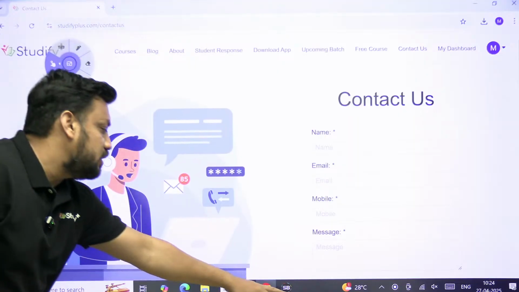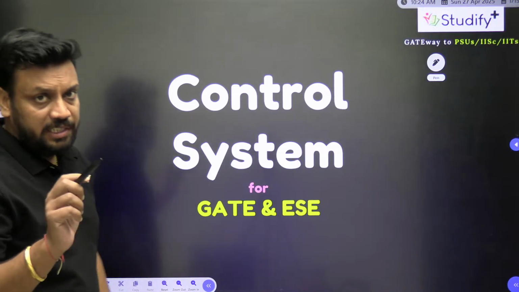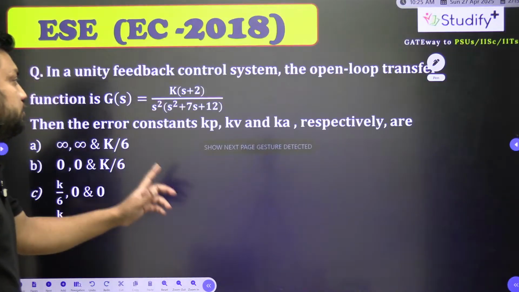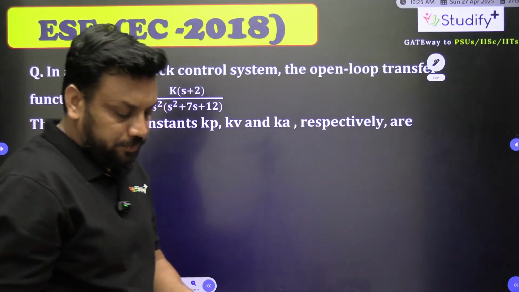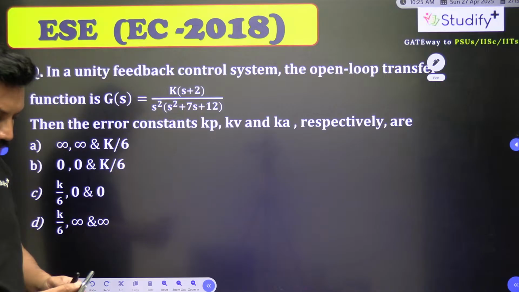So let's start today's class. As I already told you, today's class is dedicated to steady state error. So we'll solve some problems which are based on the steady state error. So let's talk about the first question. This is the first question. A unity feedback control system. Let me check. Meanwhile, you can read the question, guys.